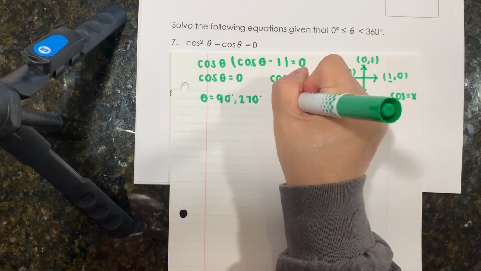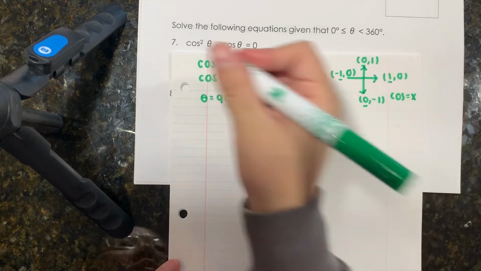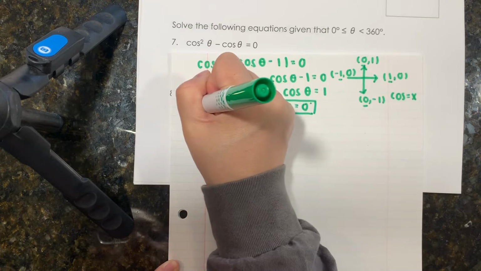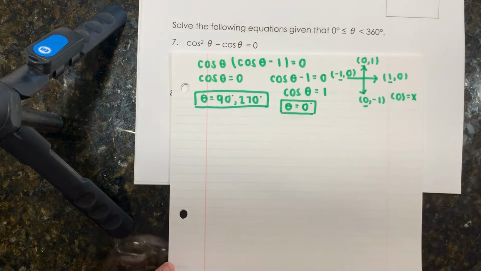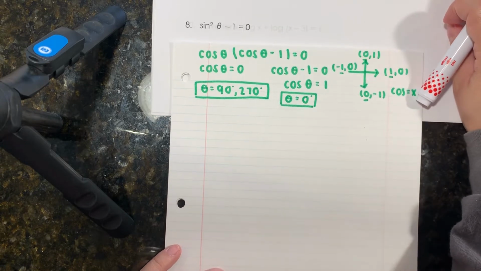So my answers are going to be 0 degrees for when cosine is equal to 1, and then when cosine is equal to 0 would be at 90 degrees and at 270 degrees. And those would be your answers. Now I want you to look at number 8 on your own, and then you can unpause this video once you have attempted it.